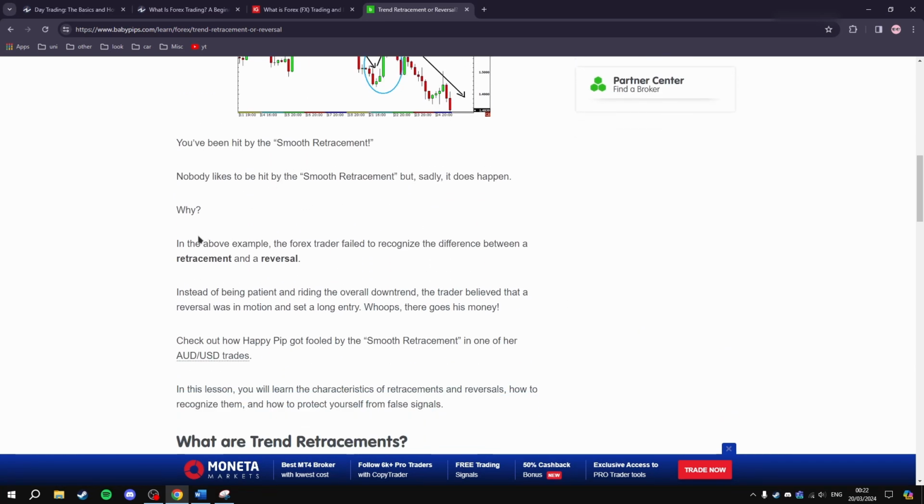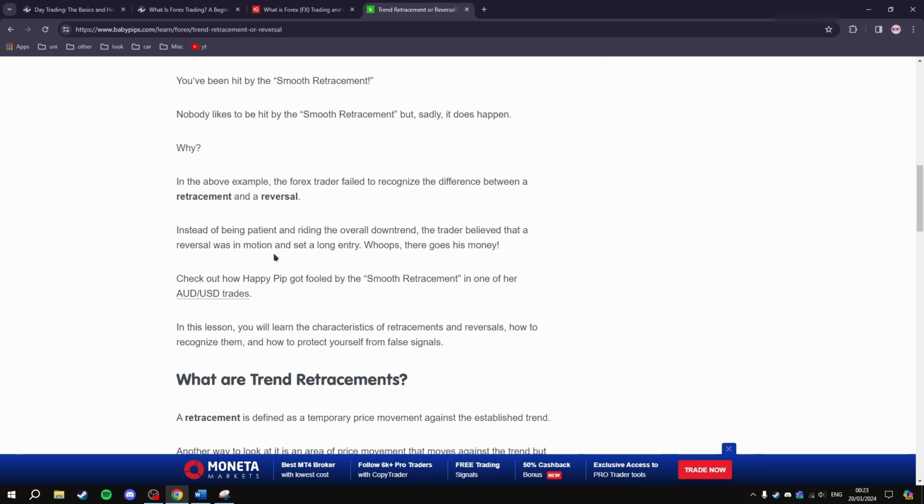Why? In the above example, the Forex trader failed to recognize the difference between a retracement and a reversal. Instead of being patient and riding the overall downtrend, the trader believes that the reversal is in motion and sets a long entry. Whoops, there goes his money. Check out how Pip got fooled by the smooth retracement in one of the AUD/USD trades.